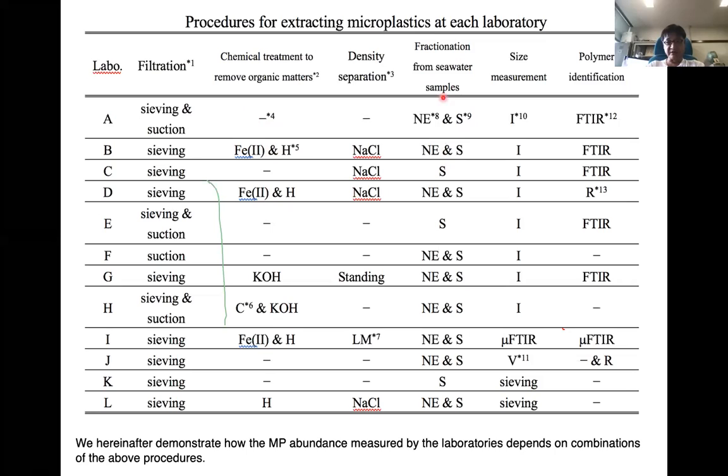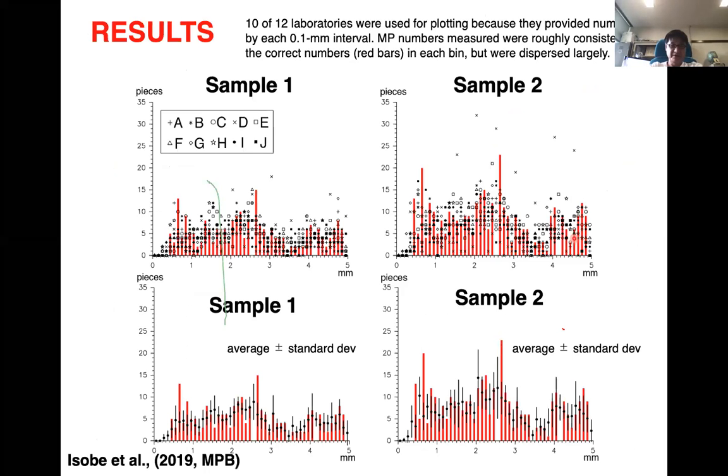Of course, sorry, this was a fraction from CO2 samples. I forgot this one. Size measurement is FTIR or using a microscope, and polymer identification is FTIR or Raman, or some laboratories did not use polymer identification by spectrometry. Okay, this is the results of our interlaboratory comparison experiment.